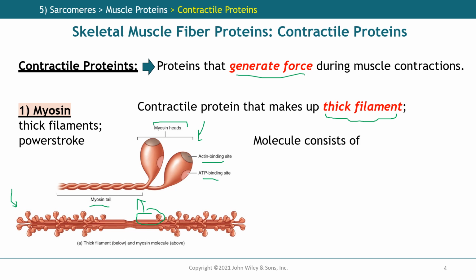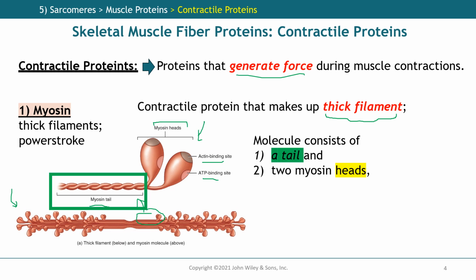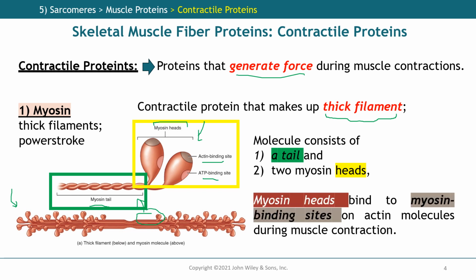Okay, so remember, the molecule of myosin is formed of 2 sections. One is the tail that you see here in green, and the other one is the head, and you have 2 heads. And inside of the heads, there are the 2 main components that are the binding sites, one for actin and the other one for ATP, and they are very important for the muscle contraction.